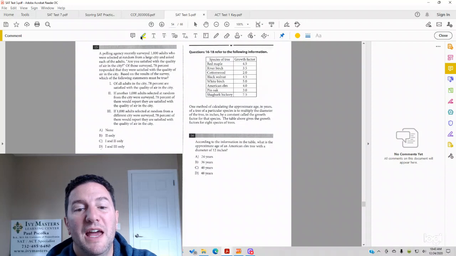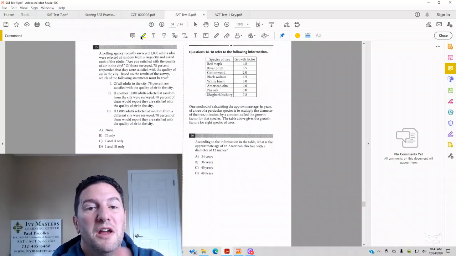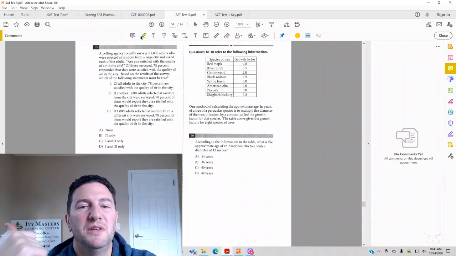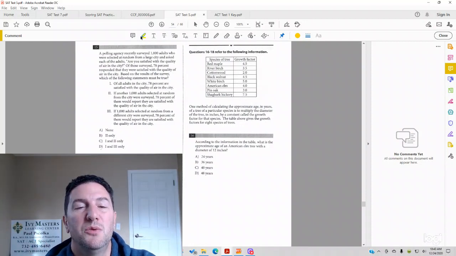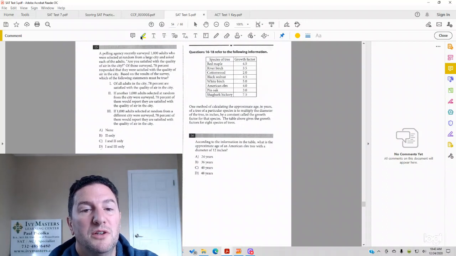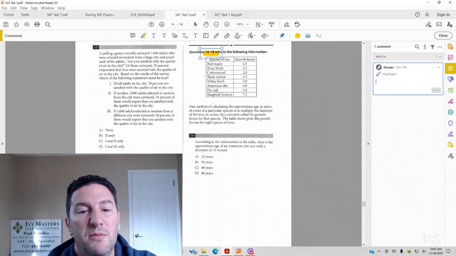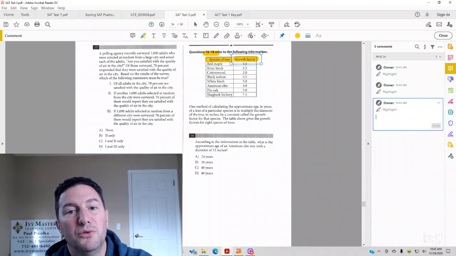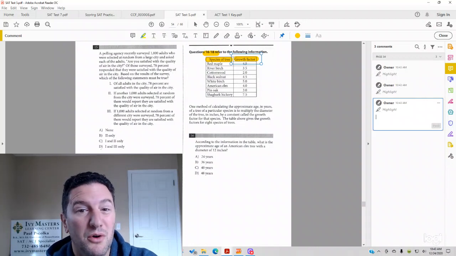And today we're going to look at Test 5, Section 4, Number 17. But before we do, we've got to read this table and see what it has to say, because notice questions 16 to 18 refer to the following information. What we get here is species of trees, and what we get here is growth factor. I don't know about you, but I'm not a biologist, so I don't know what growth factor is, so what do I do?